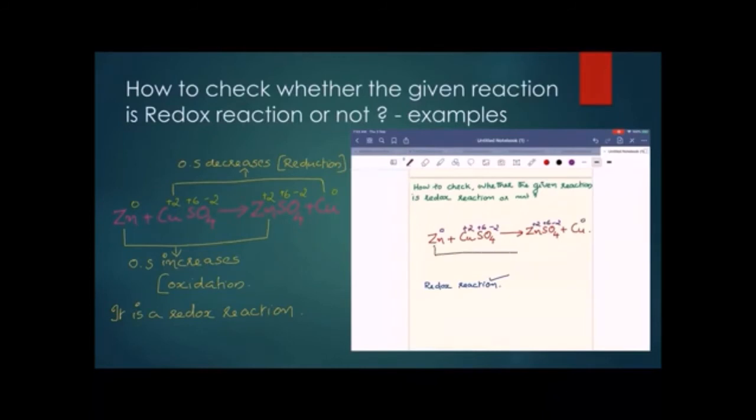Here, the oxidation state of zinc increases. So this reaction is oxidation. Copper in copper sulfate has an oxidation state of +2. Now it is reduced to 0. So a decrease in oxidation state happened. So this reaction is reduction. So in this reaction, both oxidation and reduction occur. So we call this reaction a redox reaction.